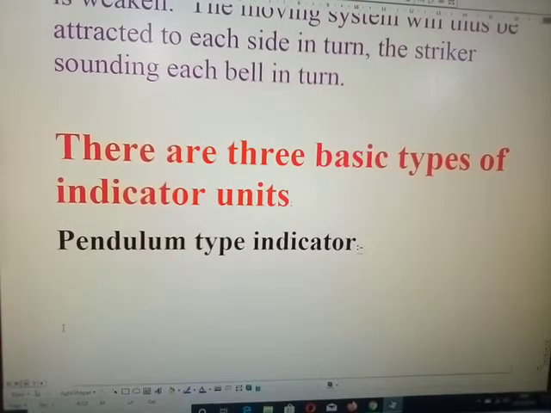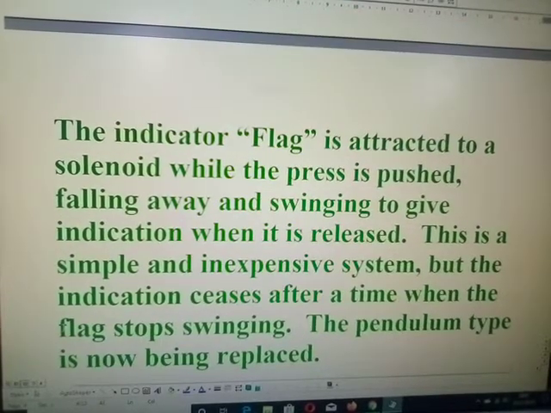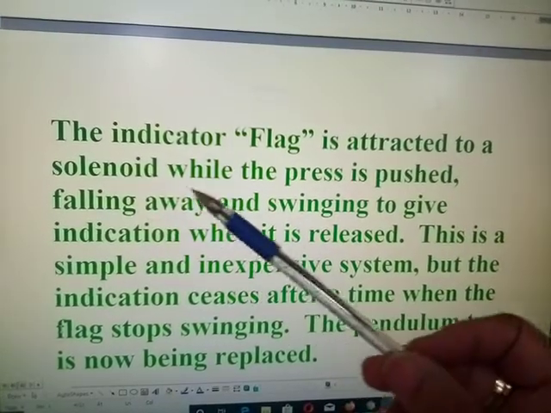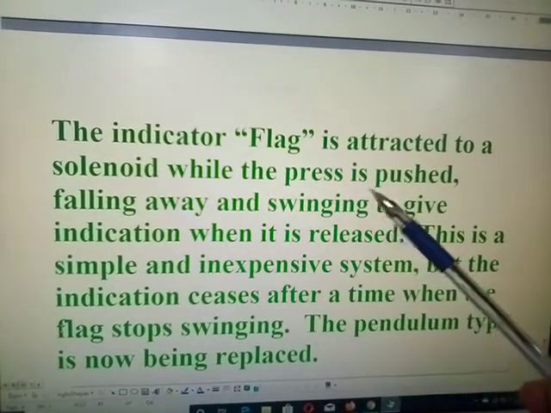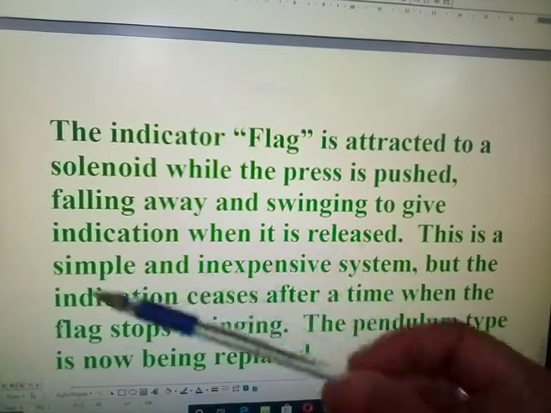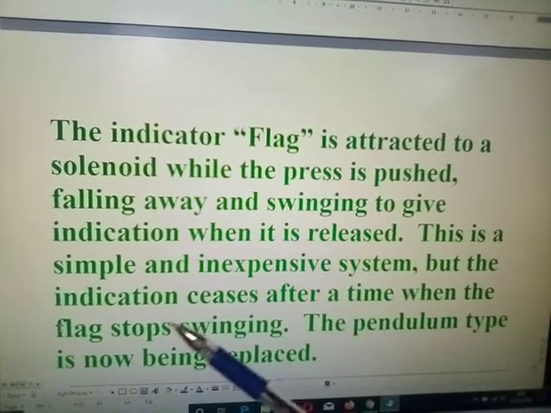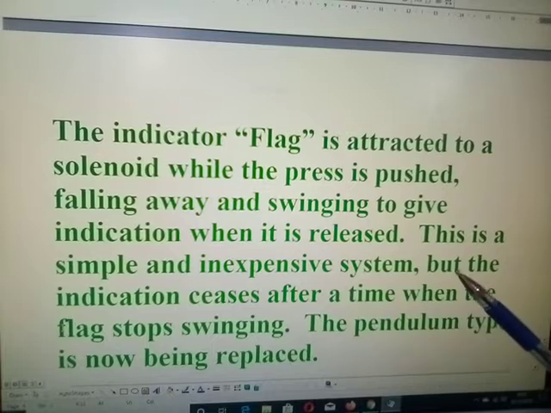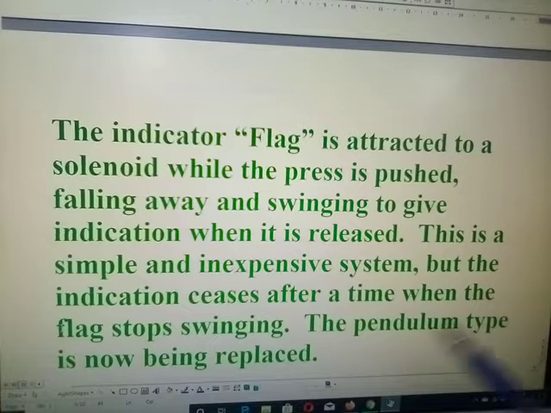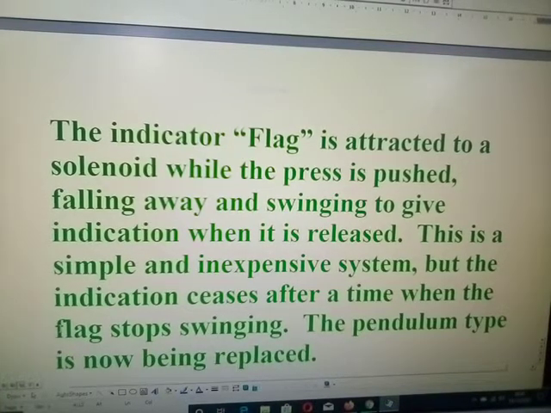Now let's look at the pendulum type indicator. The indicator flag is attracted to a solenoid while the press is pushed, falling away and swinging to give indication when it is released. This is a simple and inexpensive system, but the indication ceases after time when the flag stops swinging. The pendulum type is now being replaced.